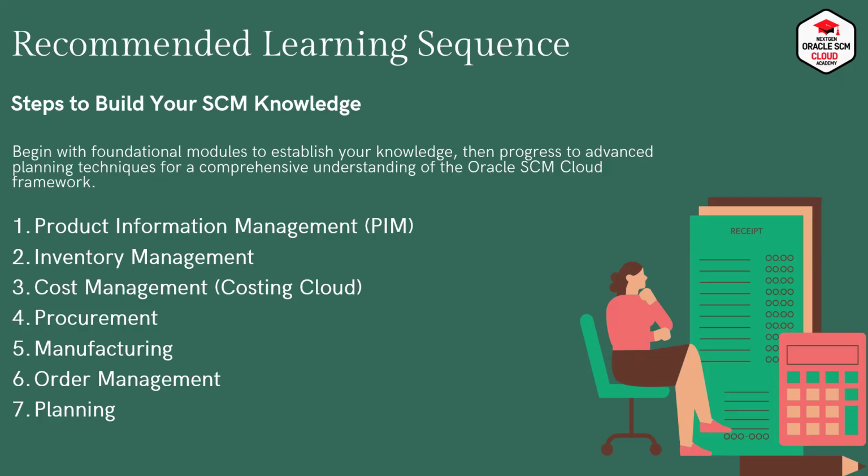Finally, the planning module. As it requires strong knowledge of inventory, costing, and the other supply chain processes, we will be learning planning last. This is the ideal sequence, which will help you understand Oracle SCM Cloud exactly the way it is implemented in a real project. In real projects also this is the sequence used for implementations, and we can learn each module thoroughly one by one, and we will discuss each and every supply chain process.